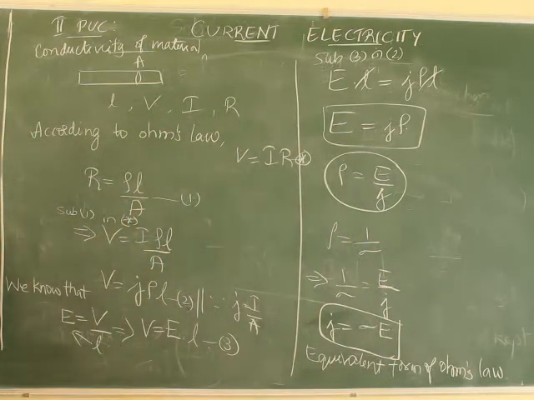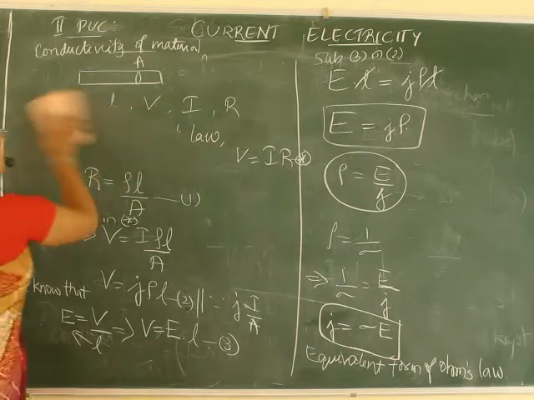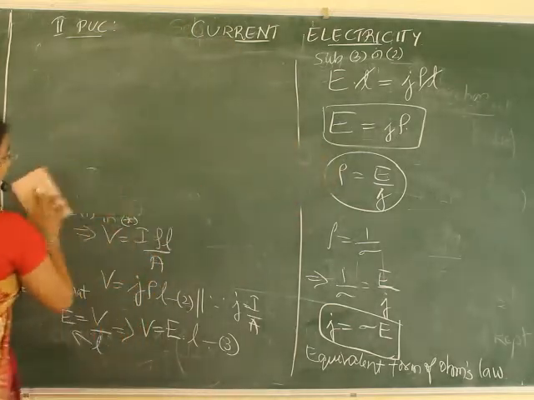Equivalent form of Ohm's law. Understood? Very, very important. If any doubts, you can ask. Okay? Next. The next concept I want to move to is about the drift velocity. Do you know what is drift velocity? What do you mean by drift velocity?